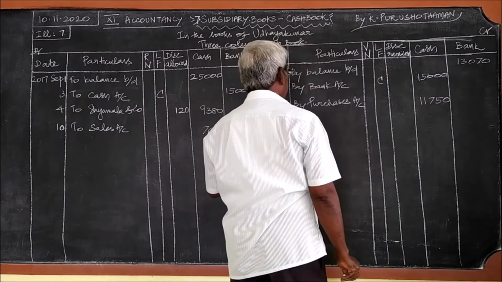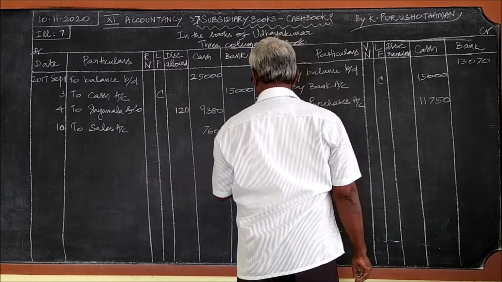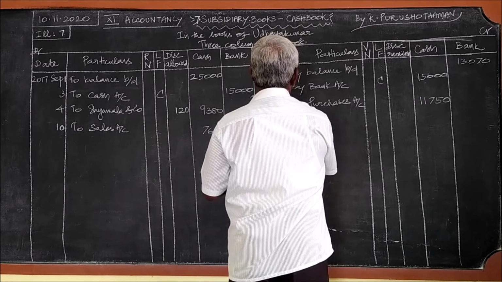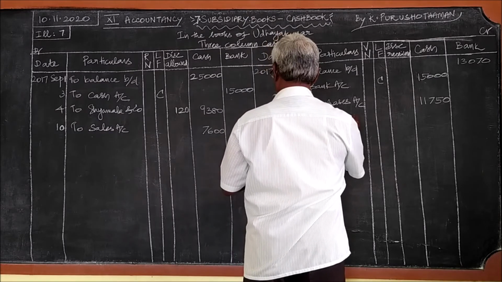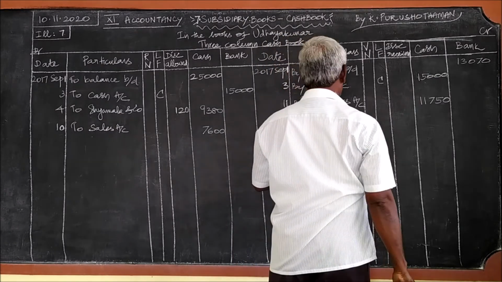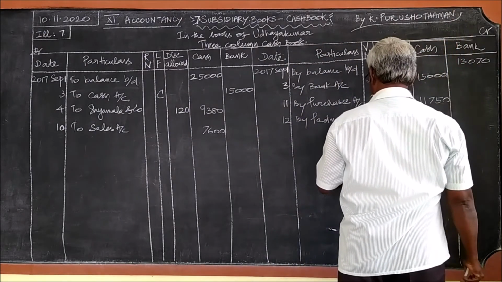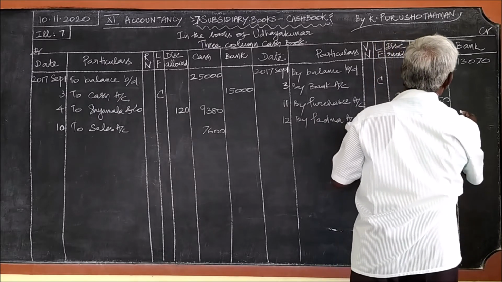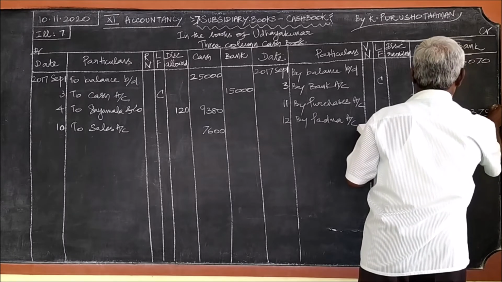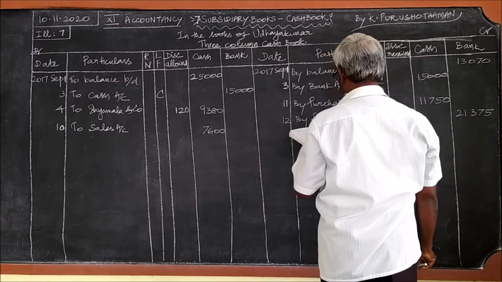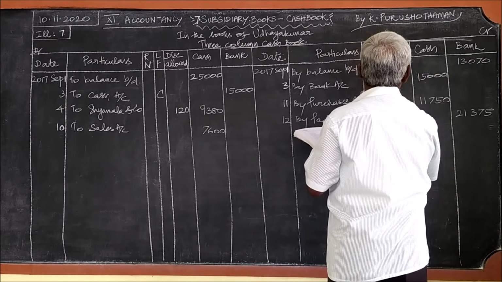Gave Batma a check. That means a check was given to Batma. On what date? 12th. So by Batma account, the check was given and therefore the amount will be going out of the bank. The amount is 21,375. And the discount was allowed, means it is received, 125.